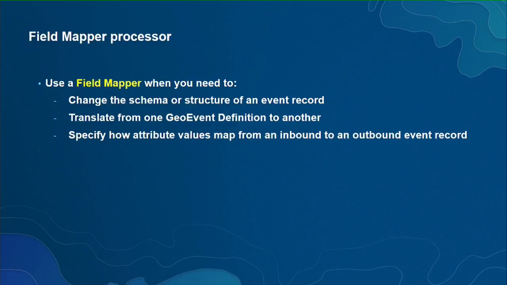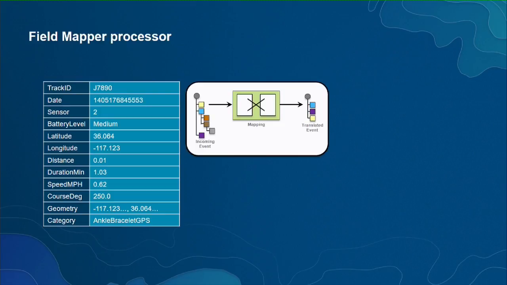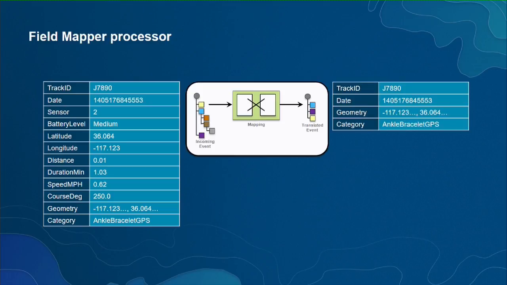You specify how the attribute values map from one to another as part of the record. So looking at this in Slideology, the field mapper processor receives an event, has a track ID, a date, some sensor information, and maybe I want to just simplify that record. I don't want to broadcast all of that information out my stream service or in my feature records. So I use a field mapper to select just the track ID, date, and geometry and map those fields across to a simpler event record.